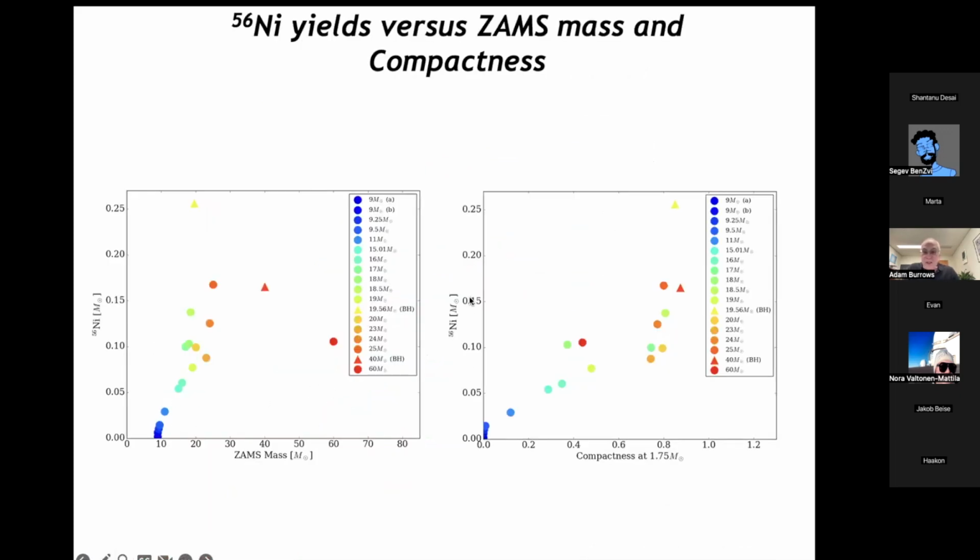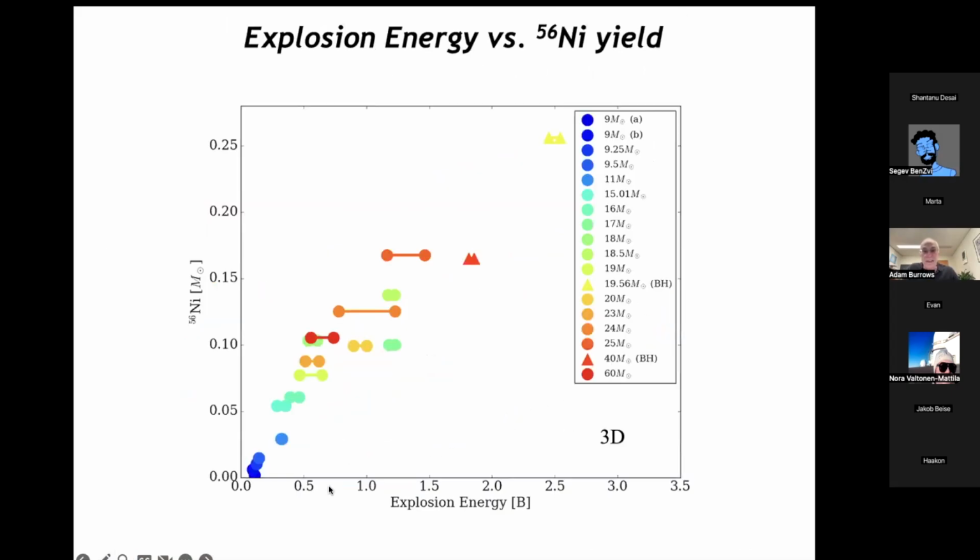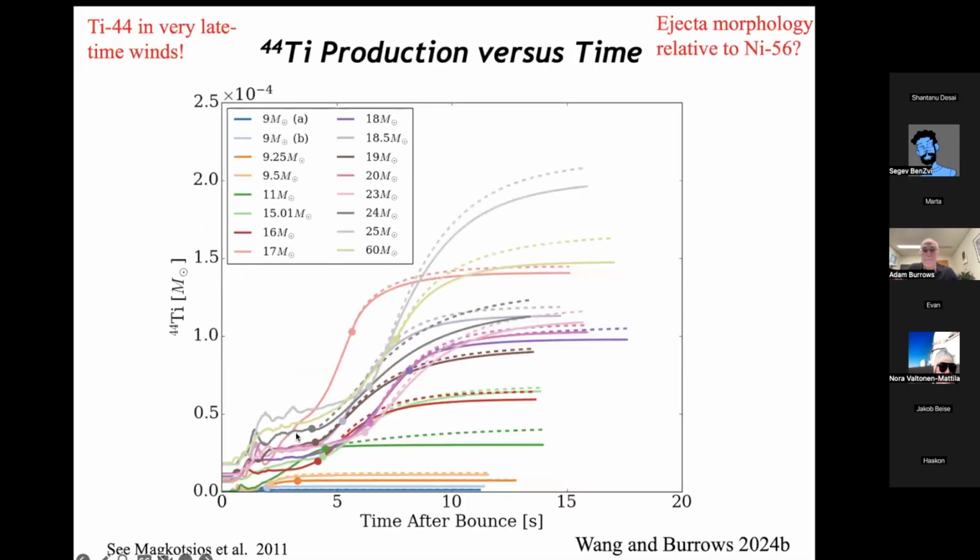You get the nickel yields versus that compactness. Again, all these monotonicities or near monotonicities, which haven't been known before. And then again, nickel mass versus explosion energy. Whether the slope is correct and whether the details are correct is an open question. But I think that this trend is actually real. And in fact, the data are starting to indicate that, even though the inference of explosion energy is hard.